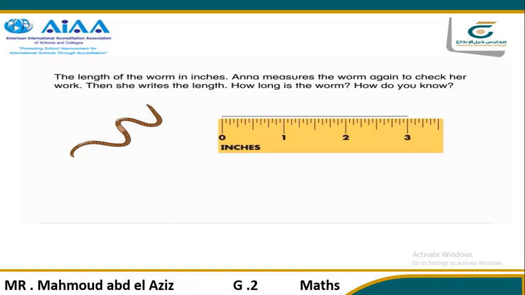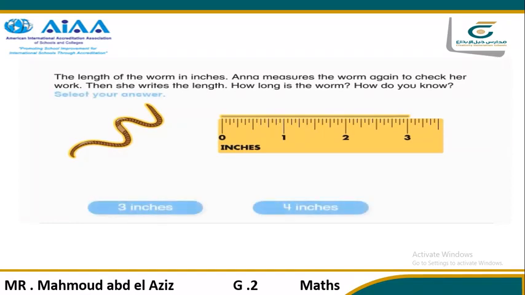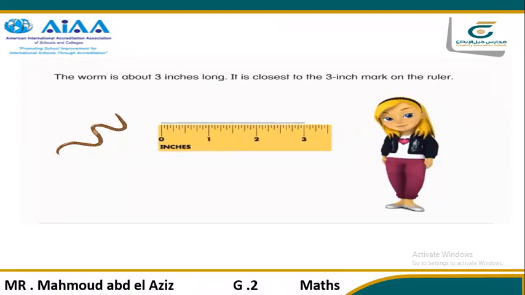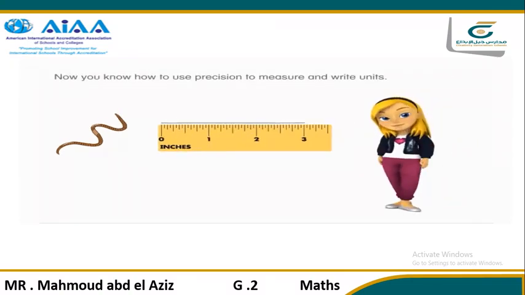Anna measures the worm again to check her work. Then she writes the length. How long is the worm? How do you know? Select your answer. The worm is about 3 inches long. It is closest to the 3-inch mark on the ruler. Now you know how to use precision to measure and write units.